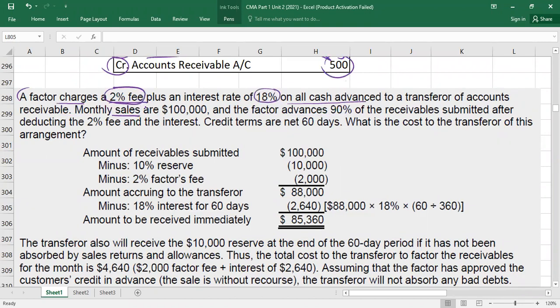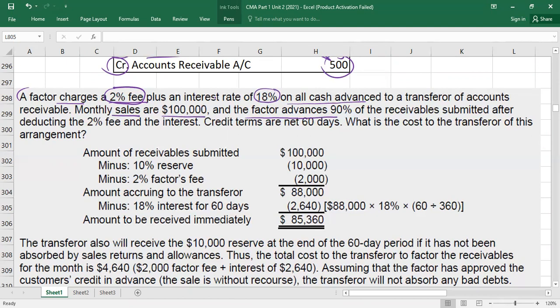Monthly sales, I'm assuming, are equal to receivables here. Monthly sales are $100,000. I'm assuming it's the amount of receivables. And the factor advances 90% of receivables. It means the factor is going to give you 90,000, because receivables are 100,000. He's going to give you a loan equal to 90%.